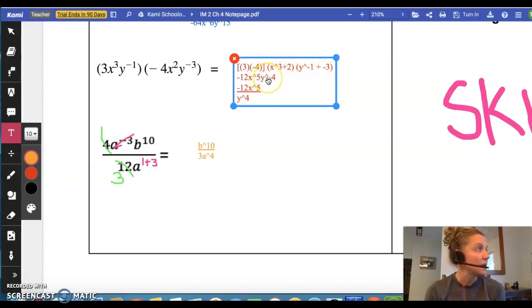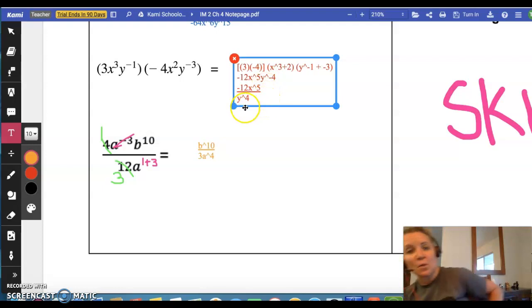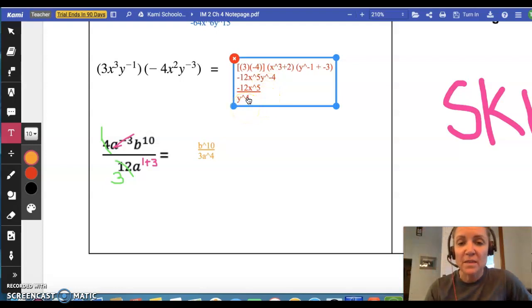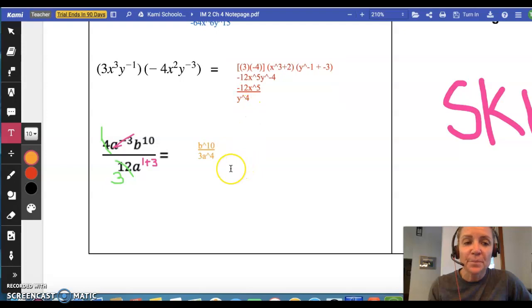Well, you can't have a negative exponent, so you have to move that y to the fourth to the denominator and make the exponent positive. And then the other parts of the expression can stay right where they're at. So the negative 12 stays, and the x to the fifth stays in the numerator, and the y to the fourth moves down to the denominator.